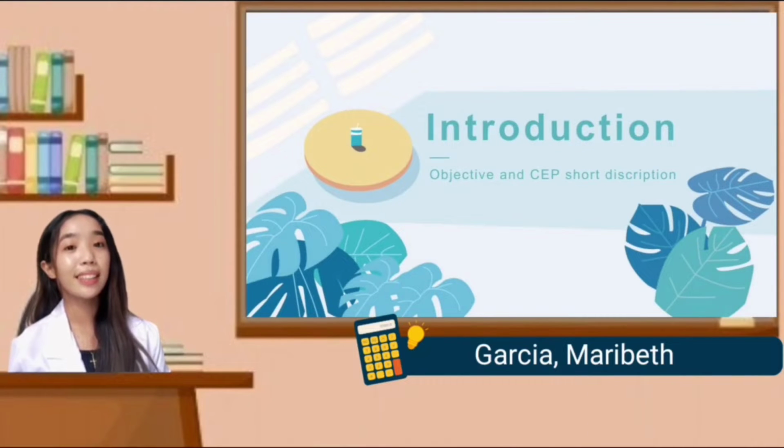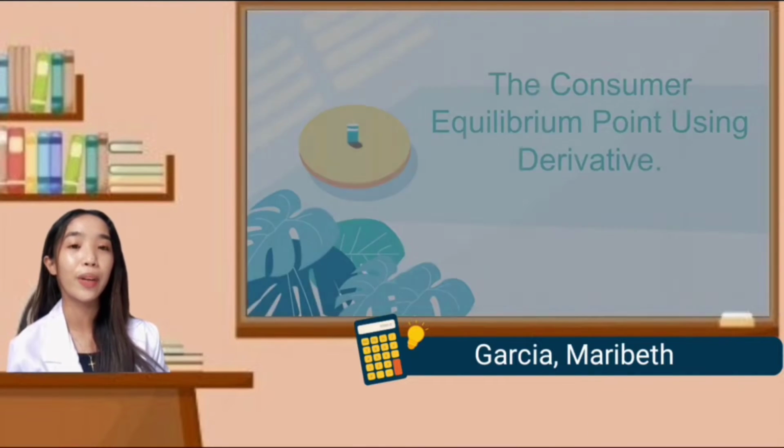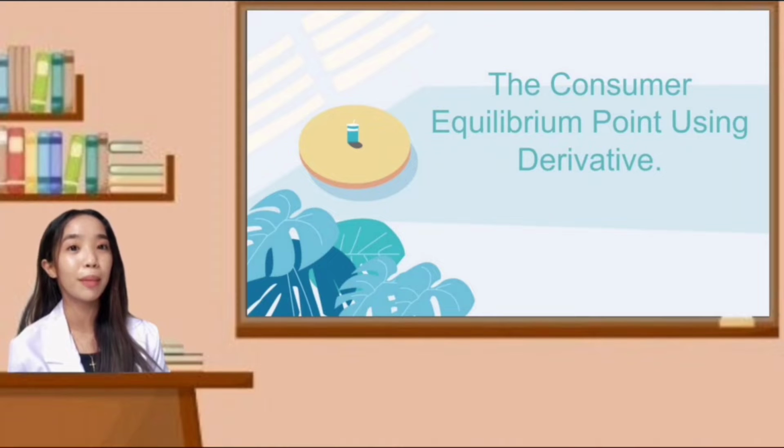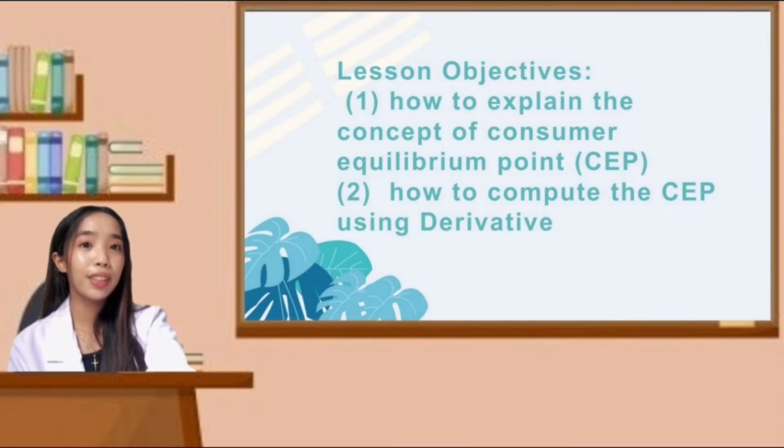Good day, students. This is BAM040 and our lesson for today is Module 16, which is the consumer equilibrium using derivative. Let us know first the objectives of it. By the end of the lesson, you should already know: 1. How to explain the concept of consumer equilibrium point, or the CEP. 2. How to compute the CEP using derivative.